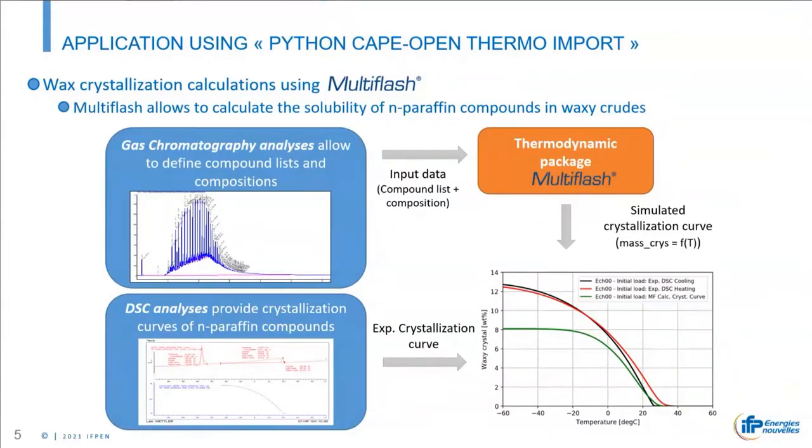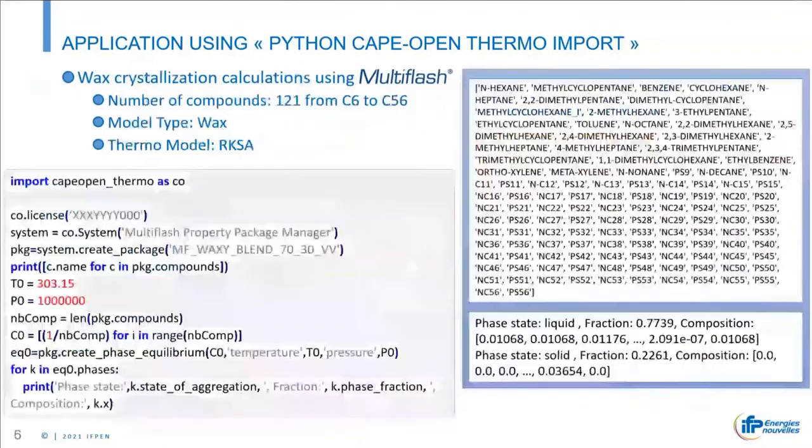On the other hand, we perform what we call differential scanning calorimetry, which provides the experimental crystallization curve of n-paraffin compounds in the fluid. It's just a variation of the temperature in a small cell, and we measure the energy exchange to change the temperature, and we can have an idea about the crystallized mass of compounds. So with this process, it's possible to compare the simulated crystallization curve to the experimental one. So if we move to the next slide.